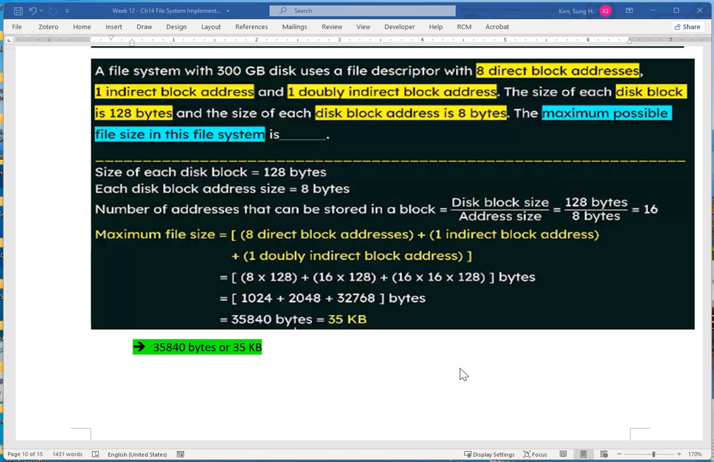But in terms of calculations, let's take a look at it. We're told these things here, which I've highlighted before. The size of each block is 128, and each block address, or the overhead, is 8 bytes, and the number of addresses that can be stored in a block is similar to the other question. The disk block size is 128, and the address size is 8 bytes. If you divide them, you get 16.